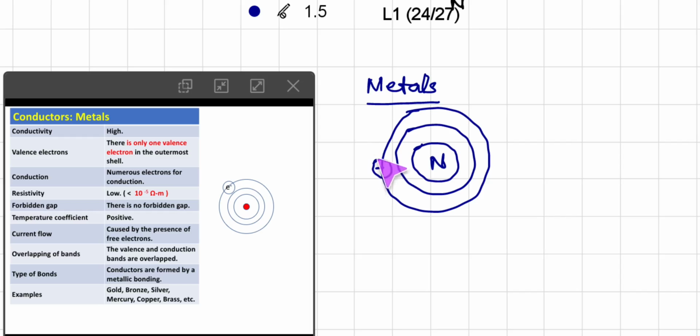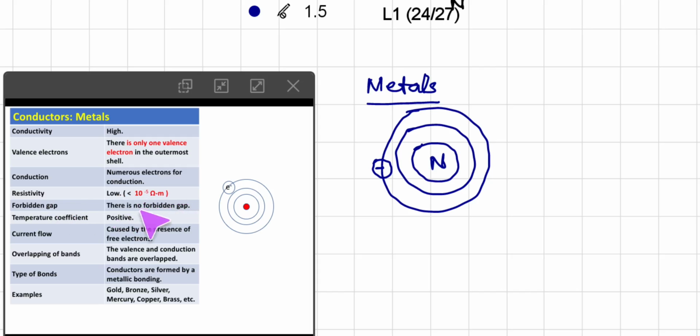So in the case of metals, these electrons require very small energy to become free electrons, and so they act as good electrical conductors. In metals the conductivity is very high. There is only one valence electron in the outermost orbit. A large number of free electrons are available for conduction. Resistivity is very small, that is, conductivity is very high.